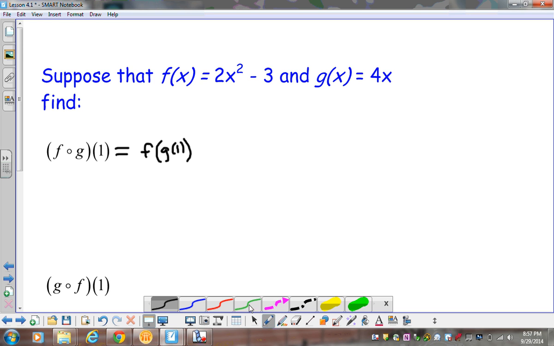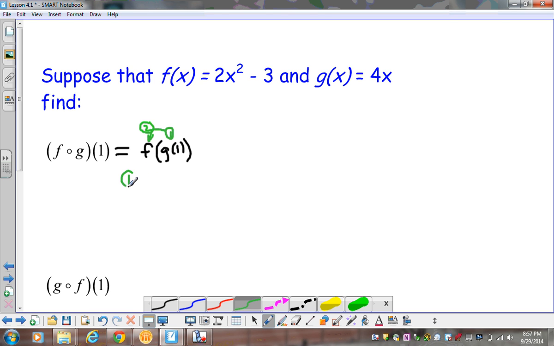The first thing is we've got to do g of 1, which means I'm taking 1 and plugging it into my g of x function. The second thing I'm doing is whatever value I get with g of 1, I'm going to take that and plug it into f of x. So the first step would be g of 1 here. The second step would be to take that g of 1 value and plug that into f of x.